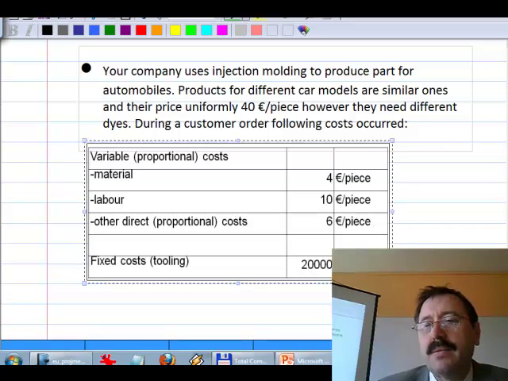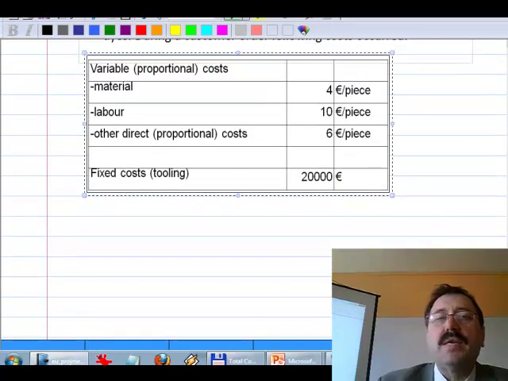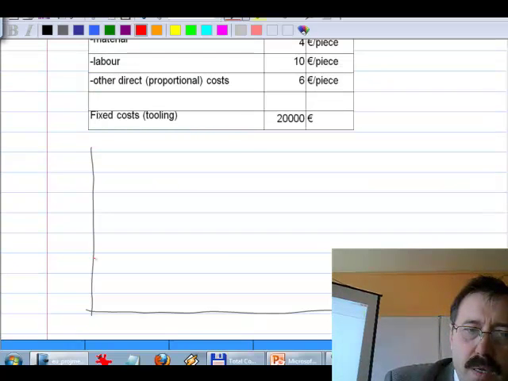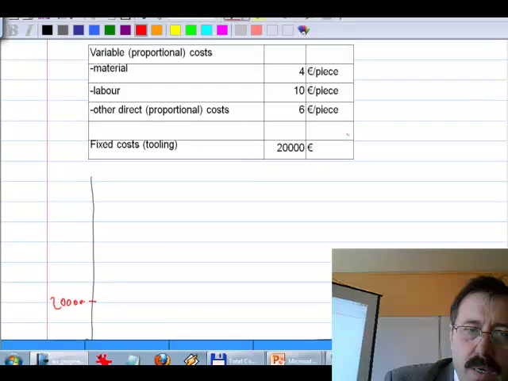That is a fixed cost. This 20,000 euros is here. That is the fixed cost. Variable costs consist of 3 items. And what would be the total variable cost? 20.